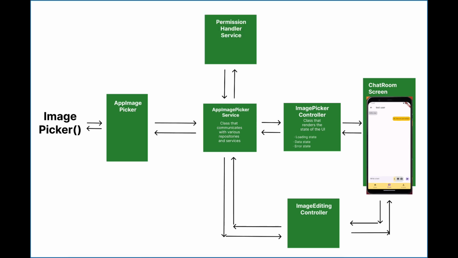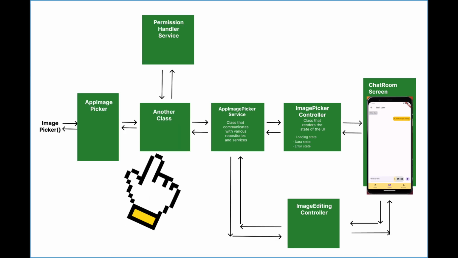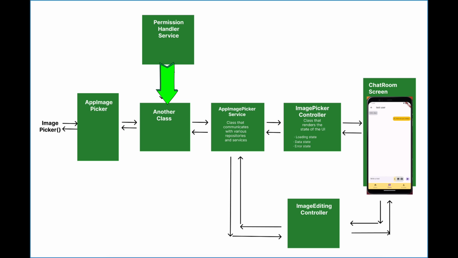I initially considered integrating the permission handler. However, to keep things beginner friendly and avoid overcomplicating this video, I've chosen to omit it. But if you're keen on adding it independently, consider creating a PermissionHandlerService class and integrating it within the AppImagePickerService class. And if you find the service becoming too bloated, introduce another class here and inject the PermissionHandlerService there.